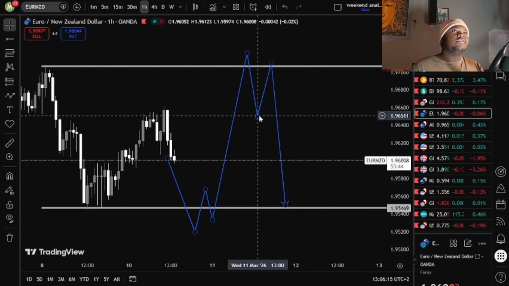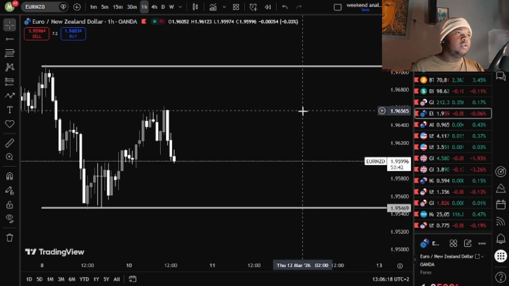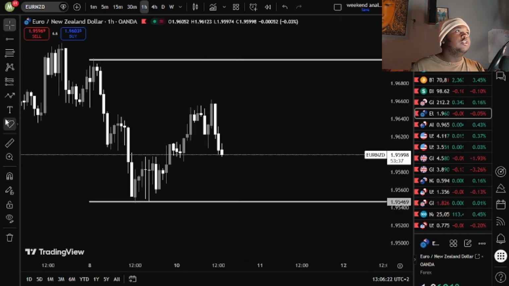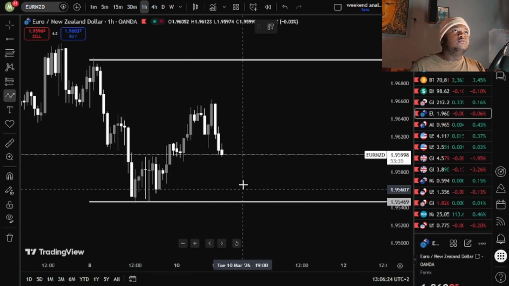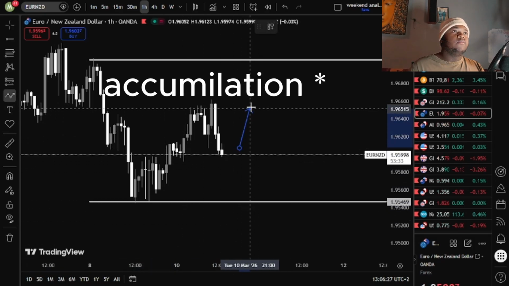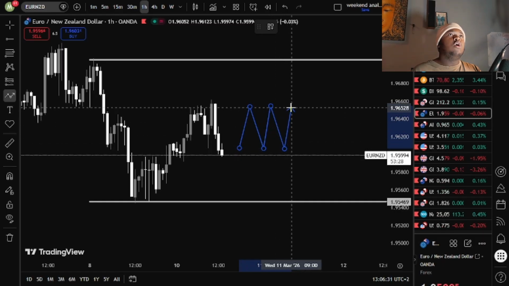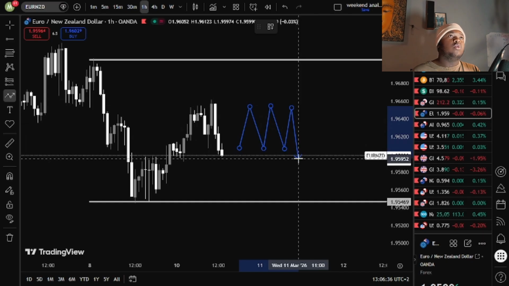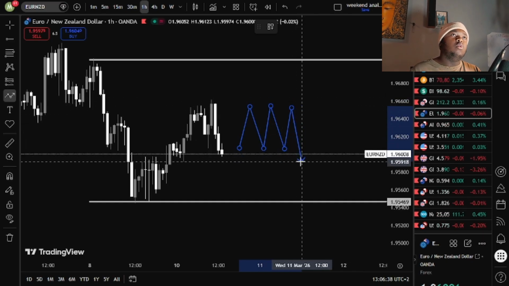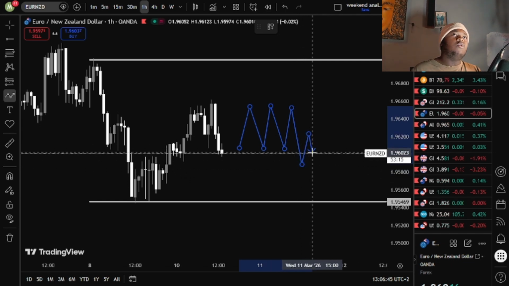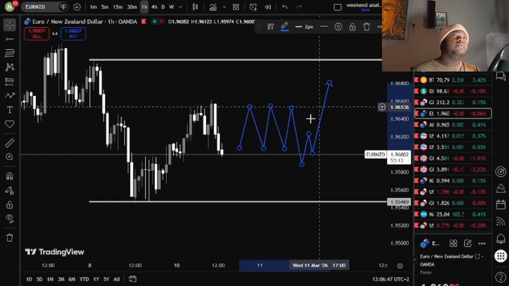So in simple word, what the strategy is, it's accumulation, manipulation, and distribution. That's what the strategy is: accumulation, manipulation, distribution. So let me give you an example. So this is manipulation, right? This is manipulation. So we're waiting for price to sweep either the high or the low of the market. So now let's say the market sweeps the low. So the market accumulated, now it's manipulating, and then we wait for what? We wait for a distribution of the market.